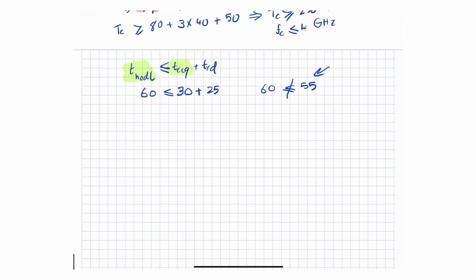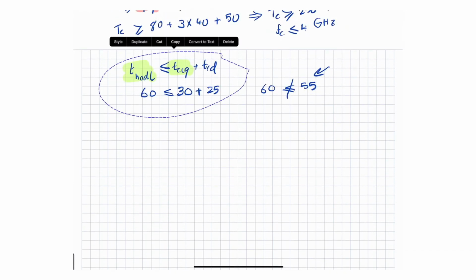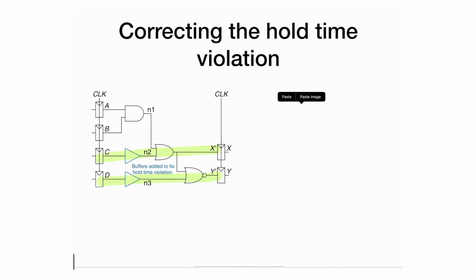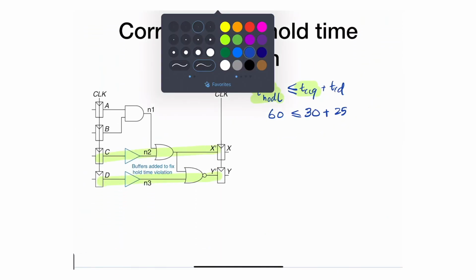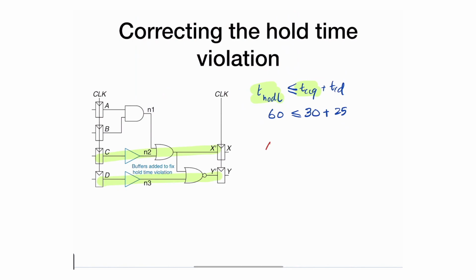So let's see if that T hold is satisfied here. The equation was this one here. Let me just copy that, and I'm going to show you how this changed. So now I'm going to write the change in red. Now I have the T hold is still 60. Nothing changed in here. The contamination delay is still 30. Now what changed is the following. I have two gates, so it's actually 25 times 2. So that means 60, is it less than or equal to 80? And the answer is yes, and now the hold time has been corrected. So the correction was to change the combination logic.